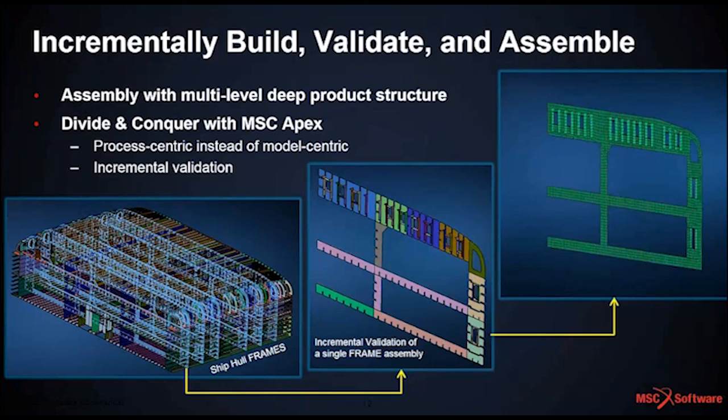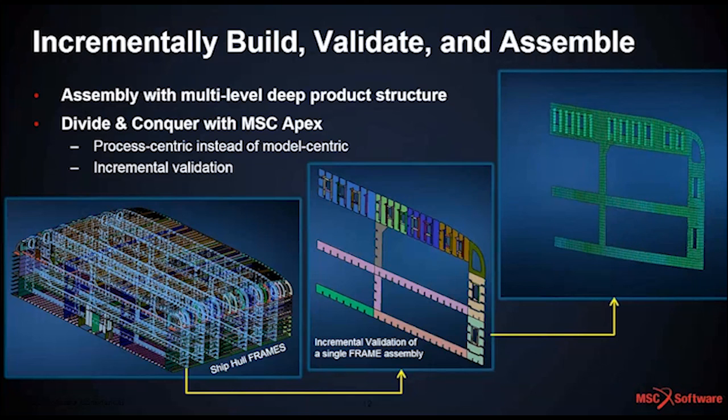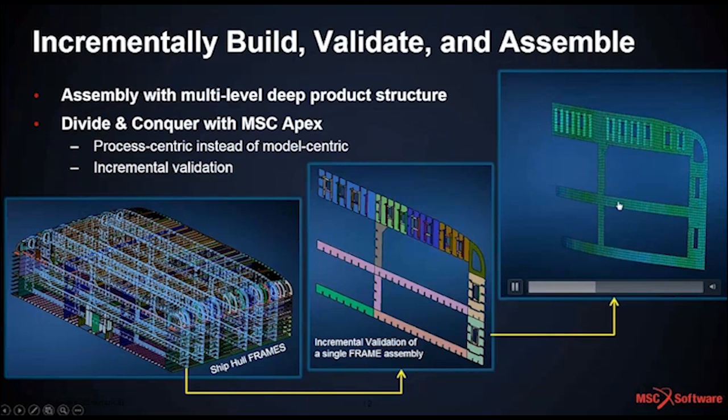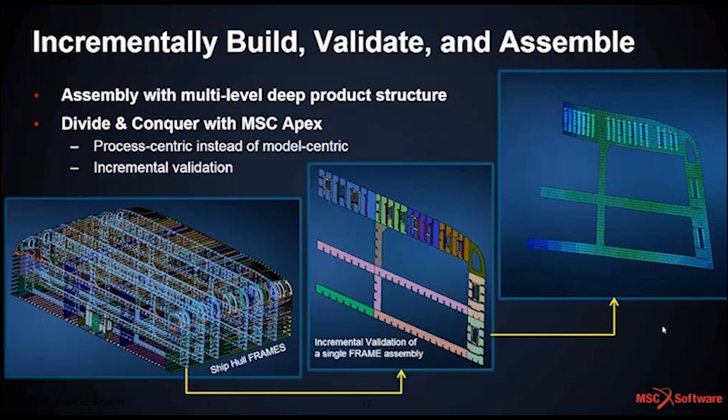Let's leverage that now. Apex is going to allow us to divide and conquer. We'll be able to incrementally validate the model, and we'll be able to leverage that in the solution, because when I incrementally validate, let's say this small portion here, Apex is going to keep the stiffness, the mass, the damping matrices that may be calculated and reuse those. So we're going to save a little bit of time when we get ready to run the entire structure.